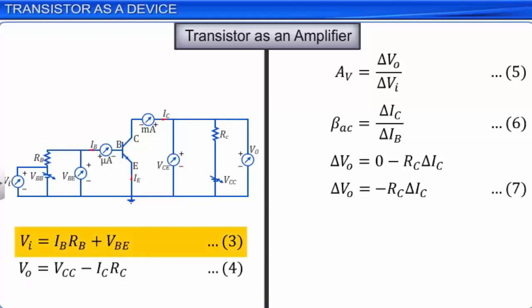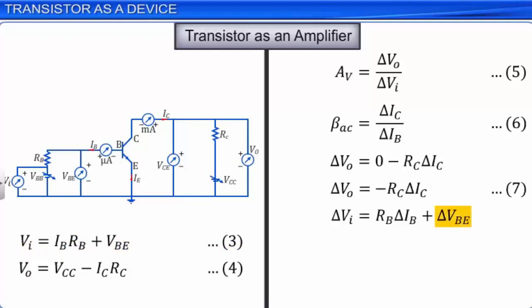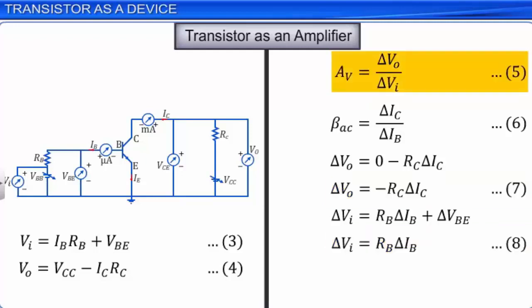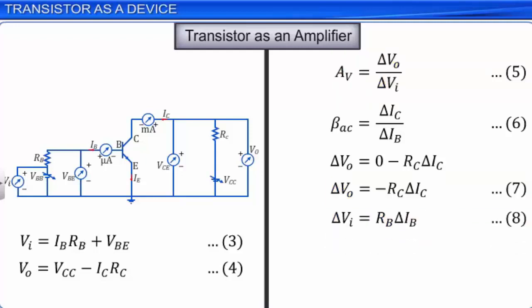On substituting equations 7 and 8 in equation 5, we get AV is equal to minus RC into delta IC by RB into delta IB. Let this be equation 9. On substituting equation 6 in equation 9, we get the voltage gain of the amplifier as AV is equal to minus beta AC into RC by RB. Thus, the transistor in the active region can be used as an amplifier.